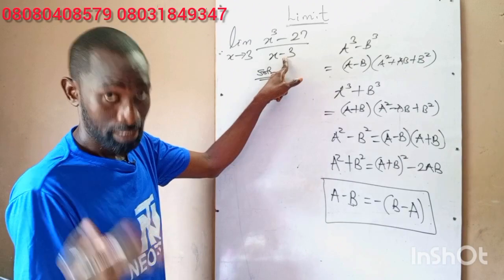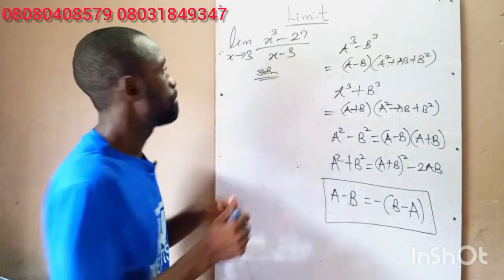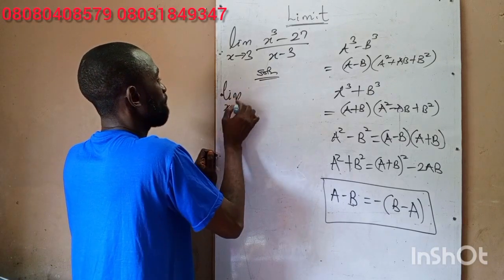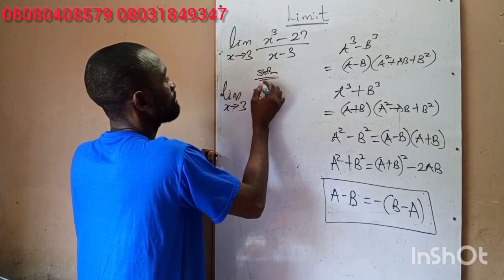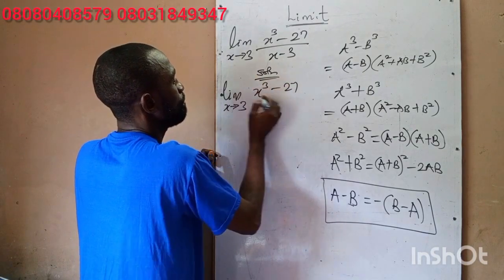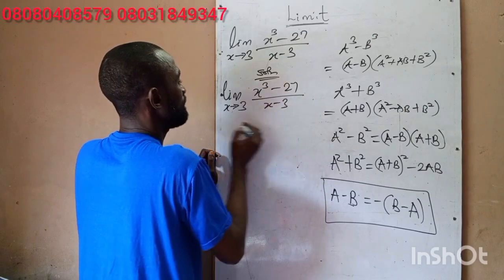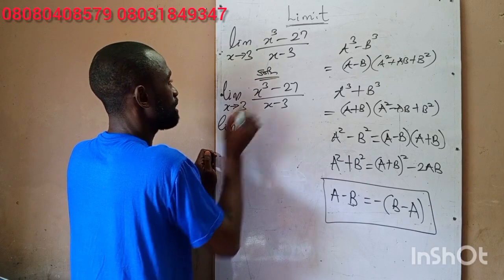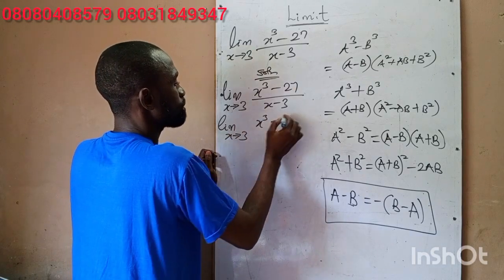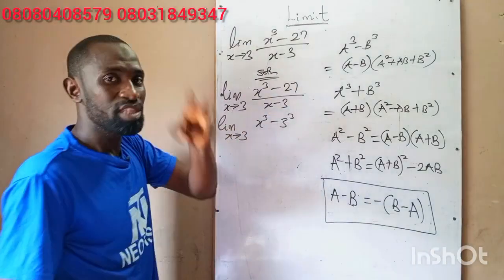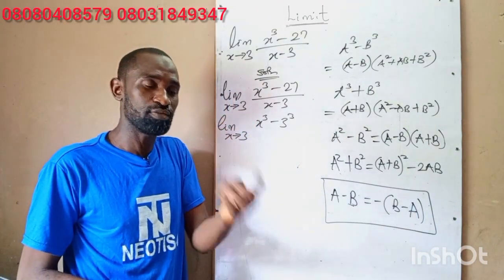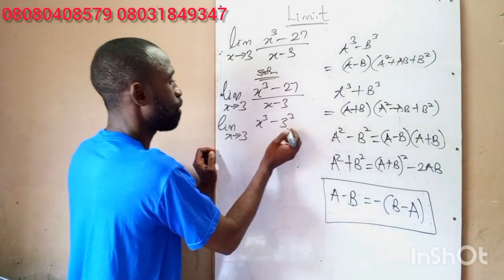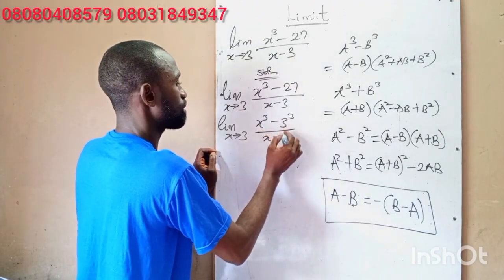Direct substitution cannot work here. I think you know the reason, because this one gives us 0. So we now factorize. The limit as s approaches 3 of s cubed minus 27 all over s minus 3 is the same as the limit as s approaches 3 of s cubed minus 3 cubed. 3 cubed is 3 times 3 times 3: 3 times 3 is 9, 9 times 3 is 27. Then all over s minus 3.